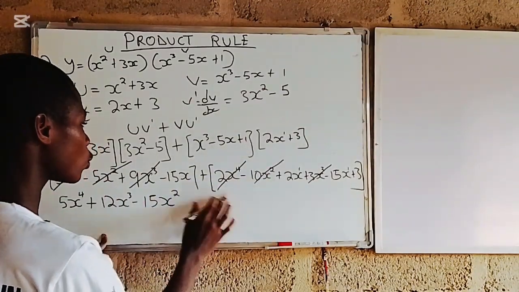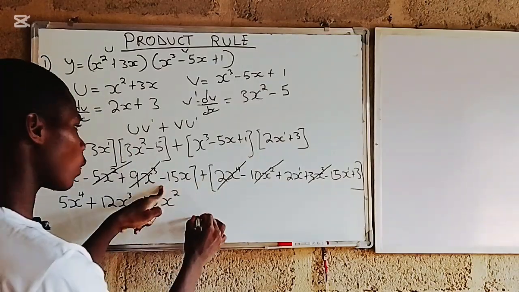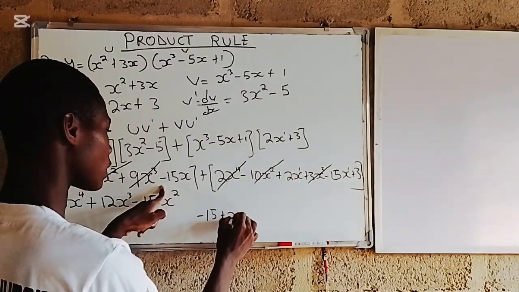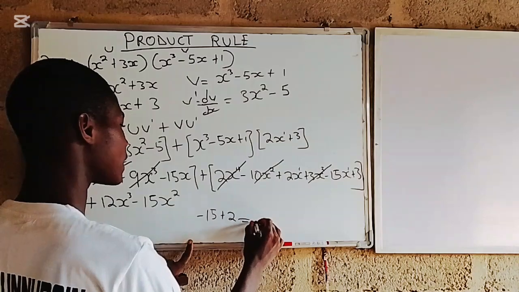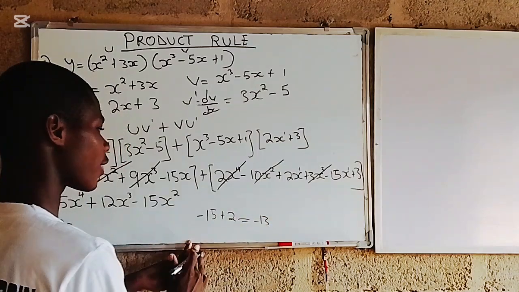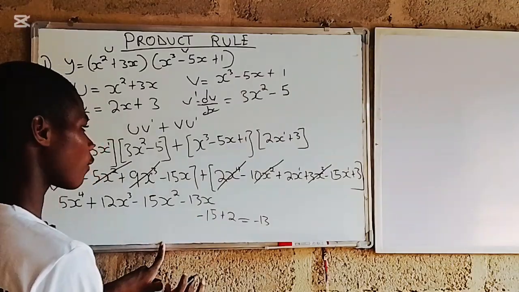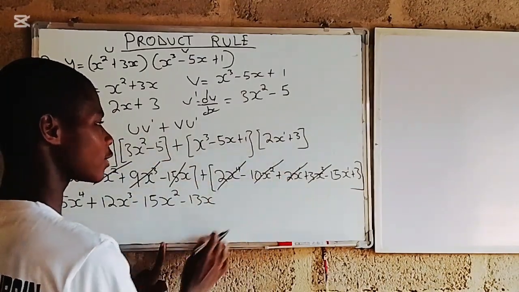The next thing that I'm going to do, I have to take a look at the values that have only x to the power of 1. Minus 15 plus 2. What should I get? I'll get minus 13. So this should now be minus 13x to the power of 1. So as you can see, this goes and this goes.